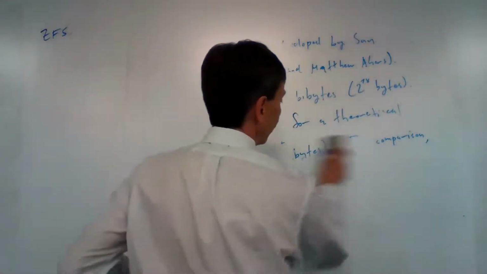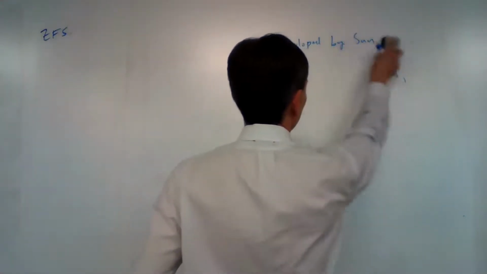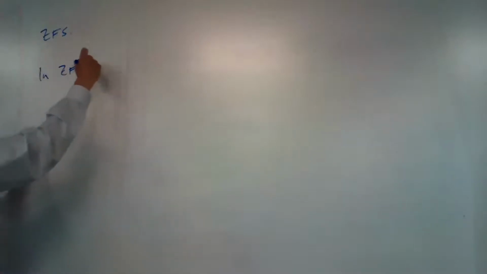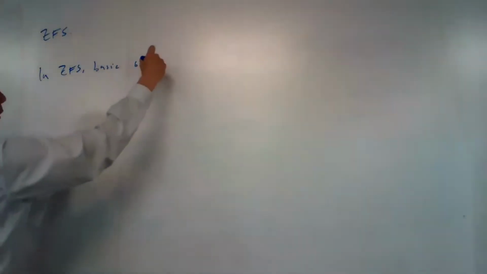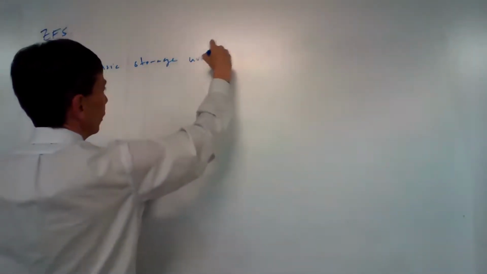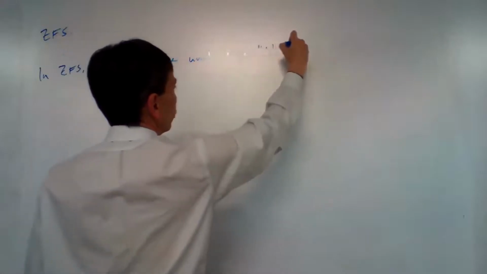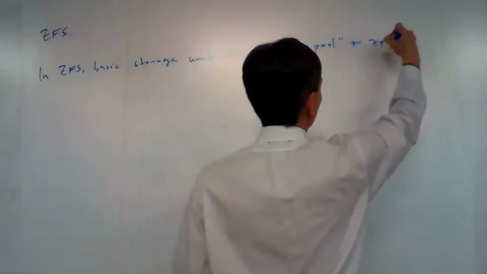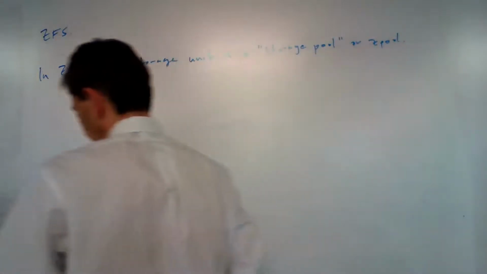And I should mention that with the follow-on systems like GFS and HFS, you can do that as well. And I think ZFS sort of prompted the idea behind that. So in ZFS, the basic storage unit, I guess we would call it, is a quote-unquote storage pool. We've already seen this. Or it's called a Z pool. Okay.